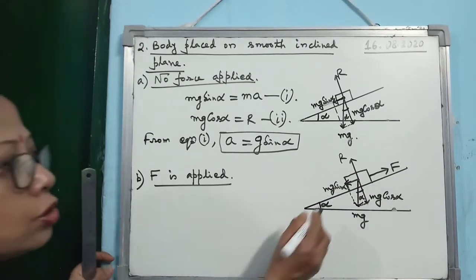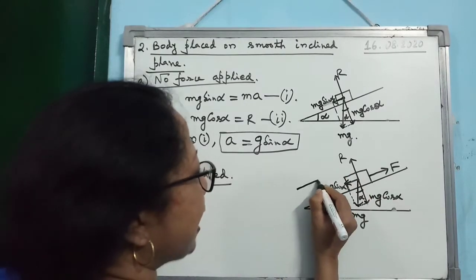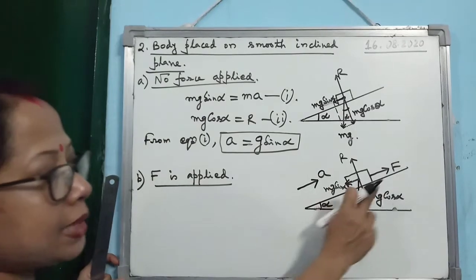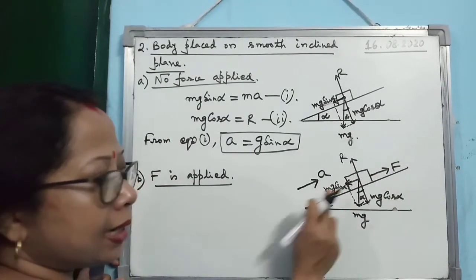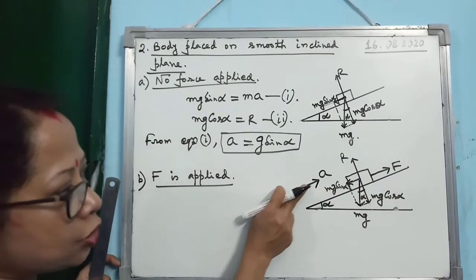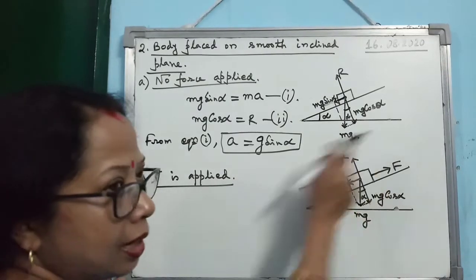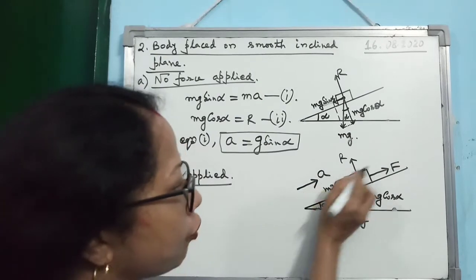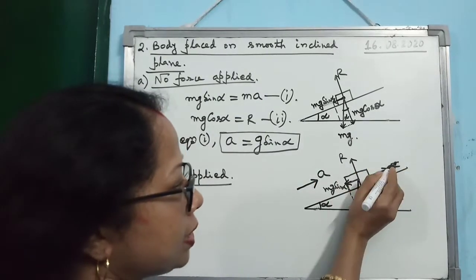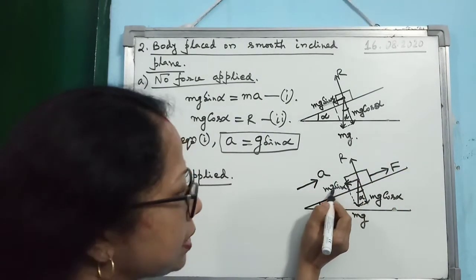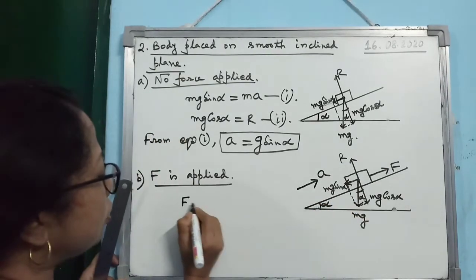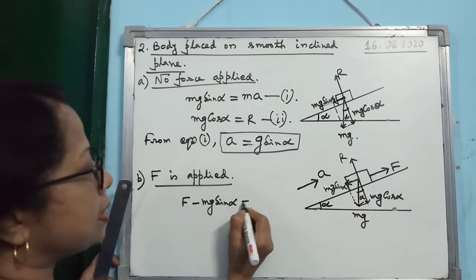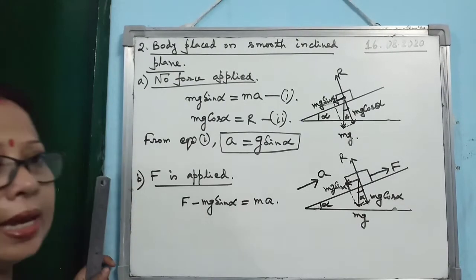Is that clear? So if you consider that the acceleration of the body is in the upward direction, I am considering F is bigger than mg sin alpha. That's why I have given the arrow: acceleration is in the upward direction. So what is the resultant force acting in the upward direction? F is in this direction, mg sin alpha in the opposite direction. So the resultant upward force, F minus mg sin alpha, is equal to ma.